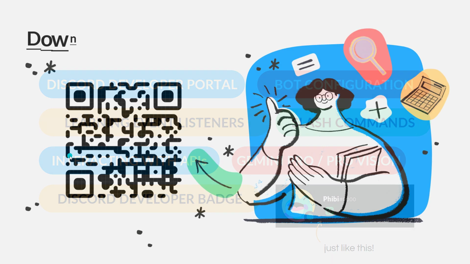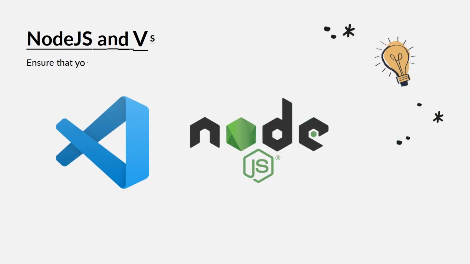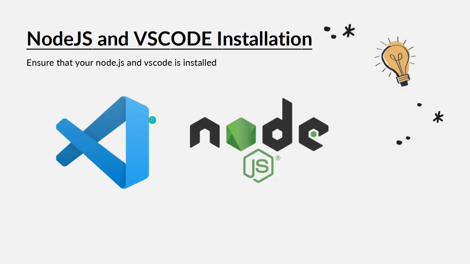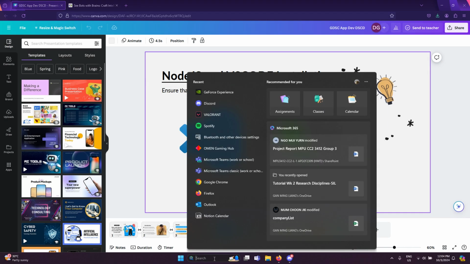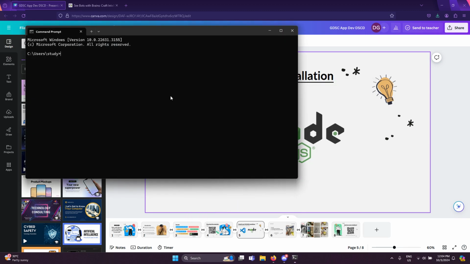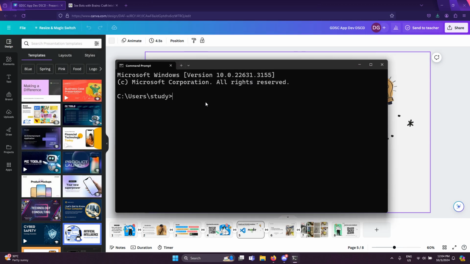Without further ado, please ensure that your VS Code as well as your Node.js is installed on your computer. In order for you to check the installation, please go to your command prompt and then type node -v as well as npm -v.